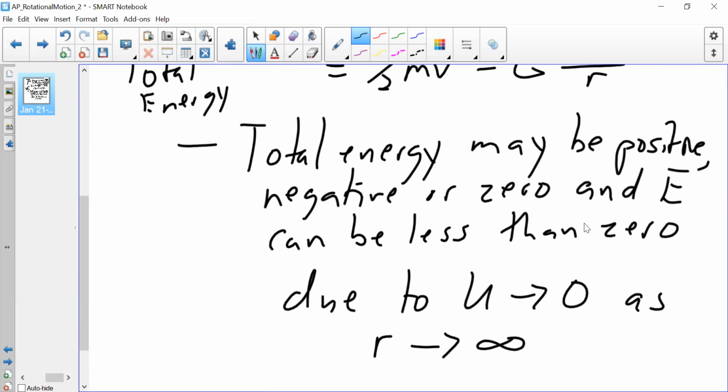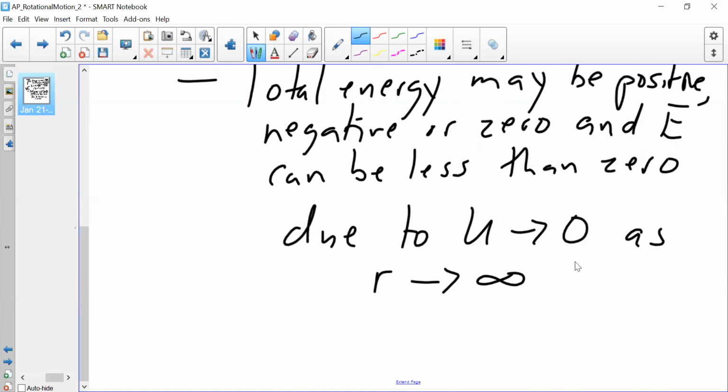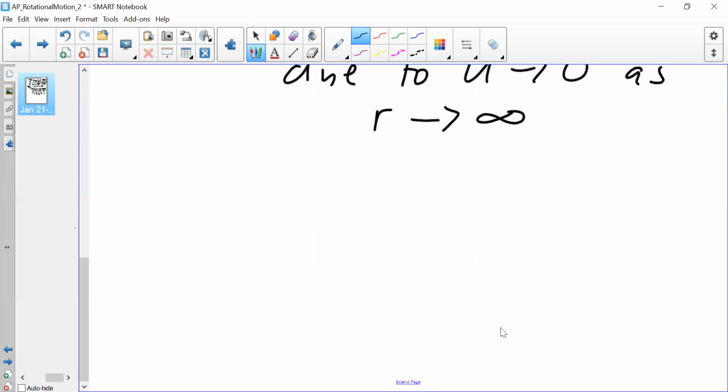But let's see if we can carry this through mathematically to see how it can be less than 0. That may be a foreign concept, like energy being less than zero. How can we deal with that? So let's play with this case. Or better yet, let's take a look at the Earth-Sun system and play around with it and see what we find out about the energies.